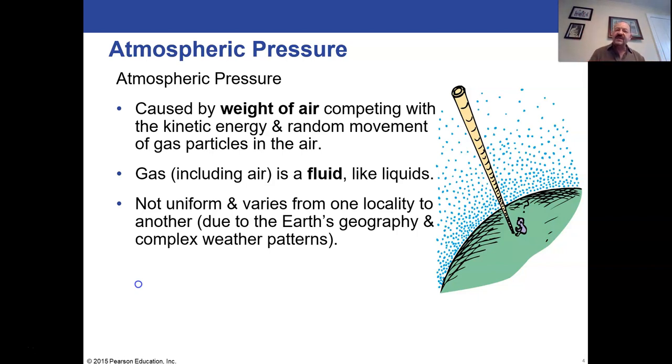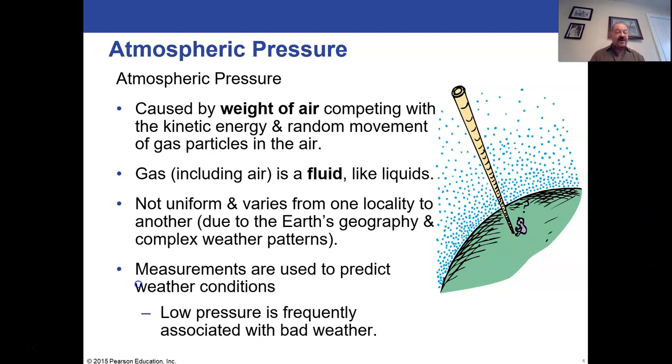It's mostly even, but there are significant variations from one place to another, and this is essentially why we have weather and climate. So measurements are used to predict weather conditions. I think we all know that. We watch the weather on TV or on our computer or on our phone, and people are able to predict the weather mostly accurately. It's a prediction, so it's never perfect.